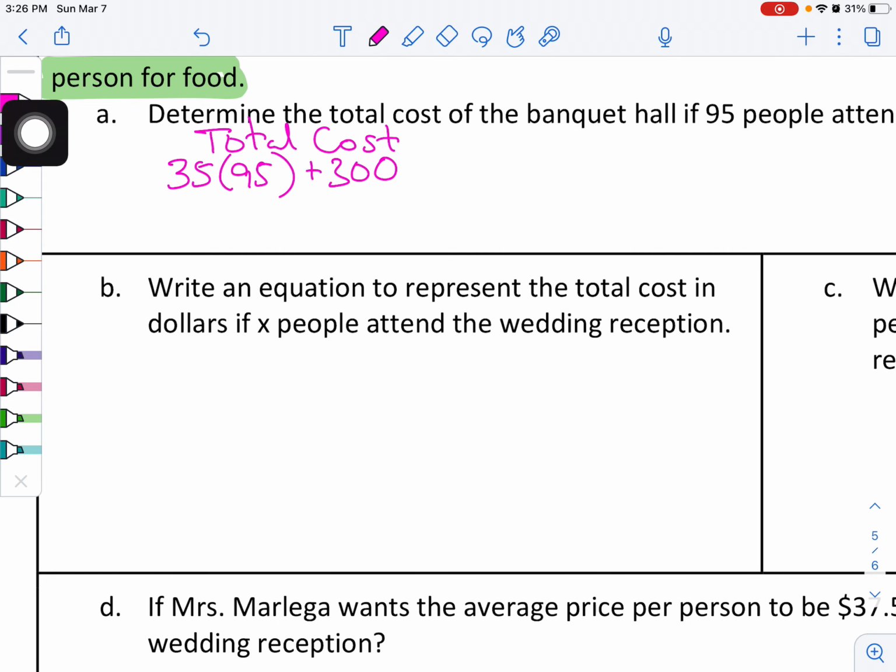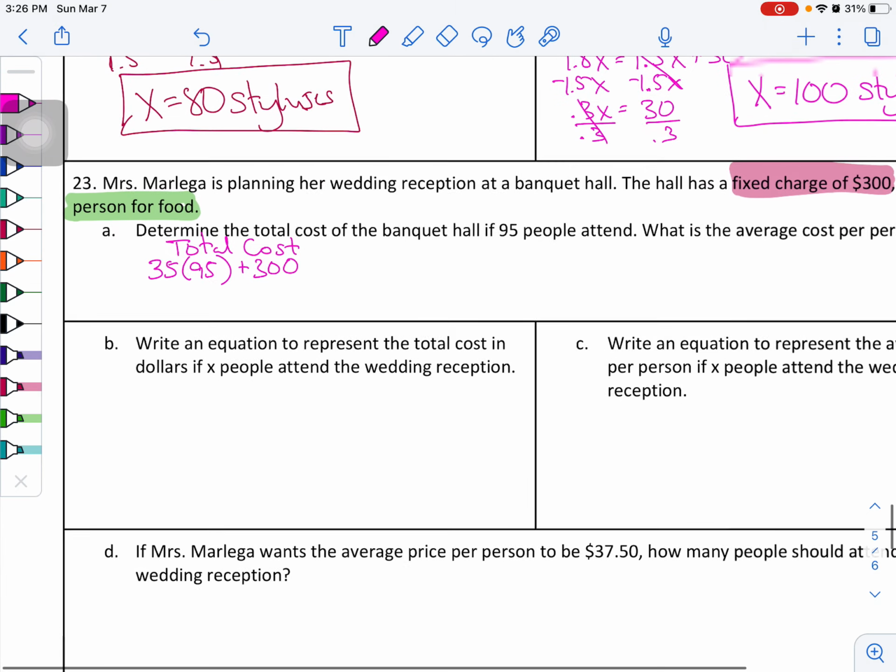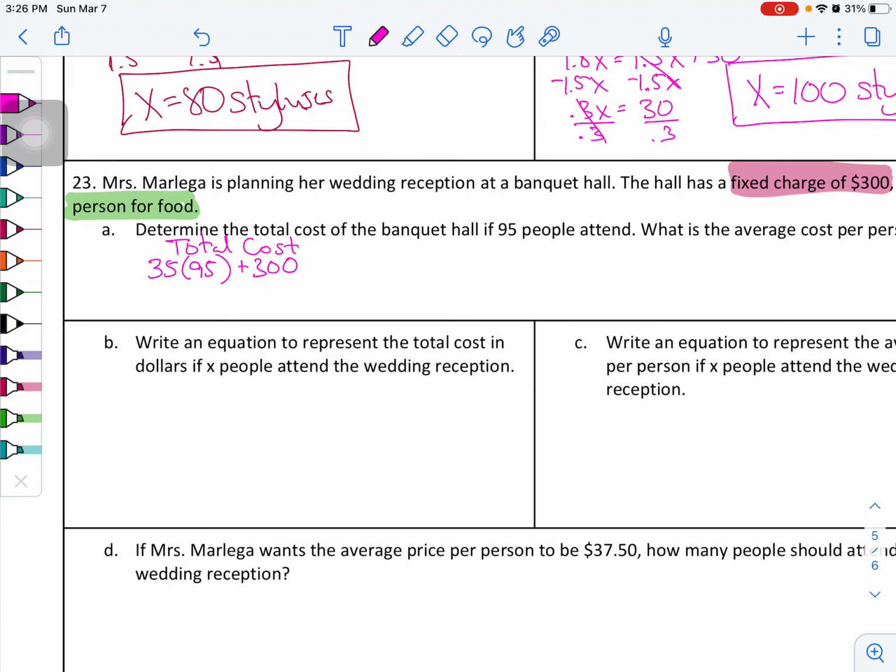I'm going to zoom in on that. So this is the cost per person times the number of people plus the fixed cost. So directly into a calculator: 35 times 95 plus 300. So that's $3,625 for the food, for the catering.